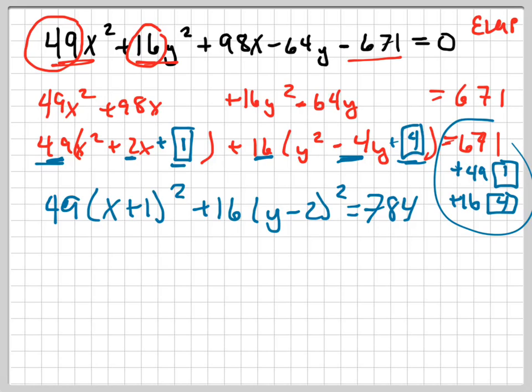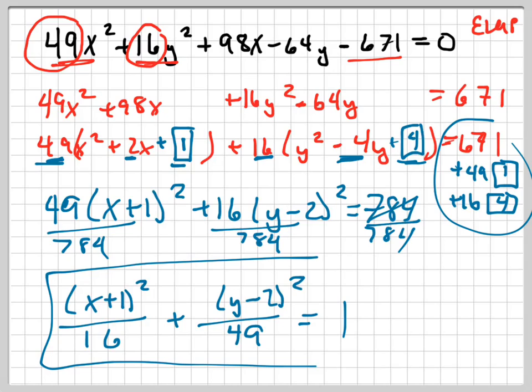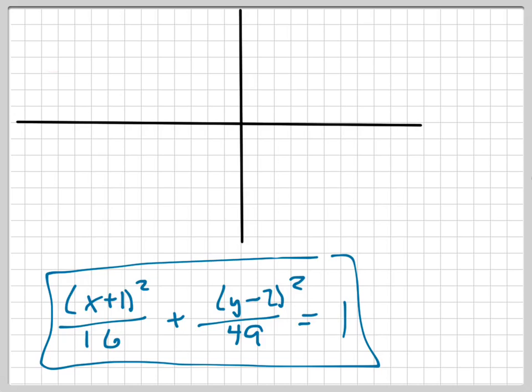So now I'm going to divide everything by 784, and not surprisingly when I do that I get really nice numbers. I get (x plus 1) squared over 16 plus (y minus 2) squared all over 49 equals 1. So now that's your equation. You're in standard form, and now what I want to do is draw the graph and label all of my important information. Alright, so let's take all this information and put it on our graph.